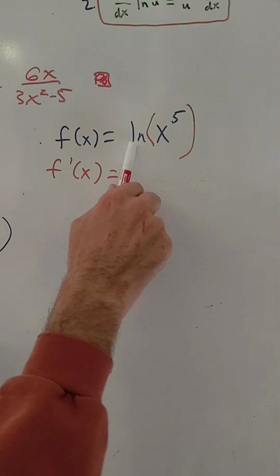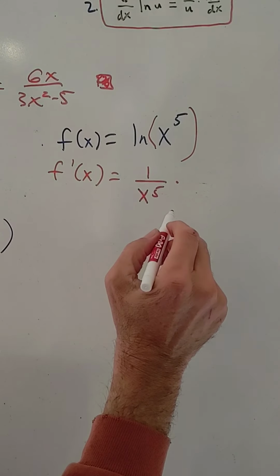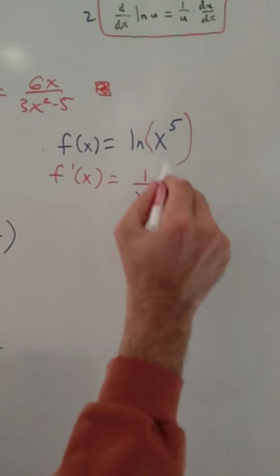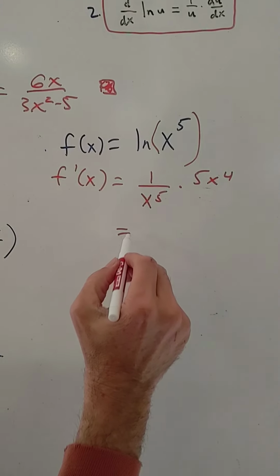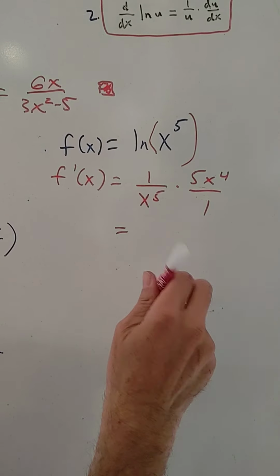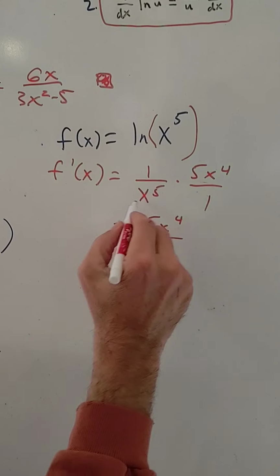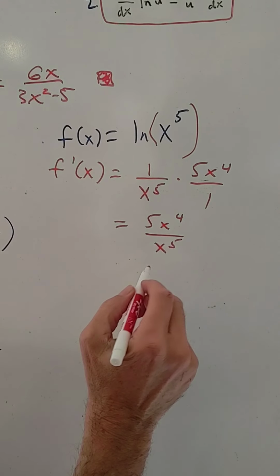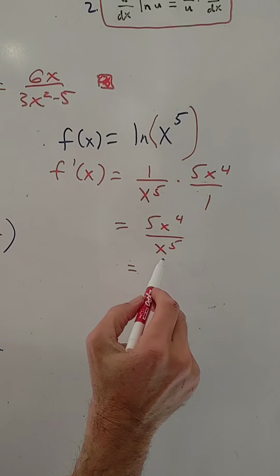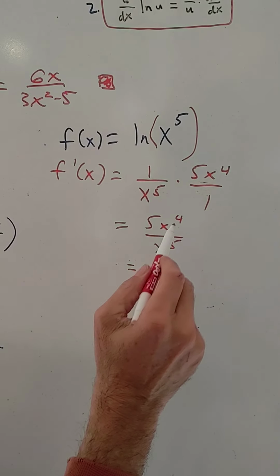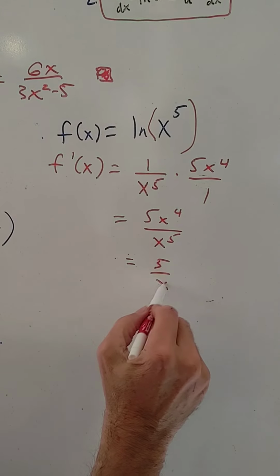The derivative of the natural log of an argument is going to be 1 over the argument times the derivative of the argument, by the power rule, 5x to the fourth. So this is going to equal, think of this over 1 if it helps you, multiply the numerators for 5x to the fourth, multiply the denominators for x to the fifth, and then we can simplify again. So I only have 4 x's on top, I got 5 x's on the bottom, so the x's all cancel except for 1 x on the bottom.